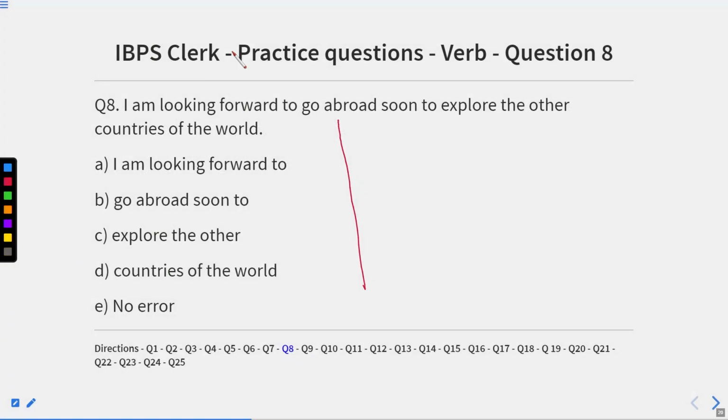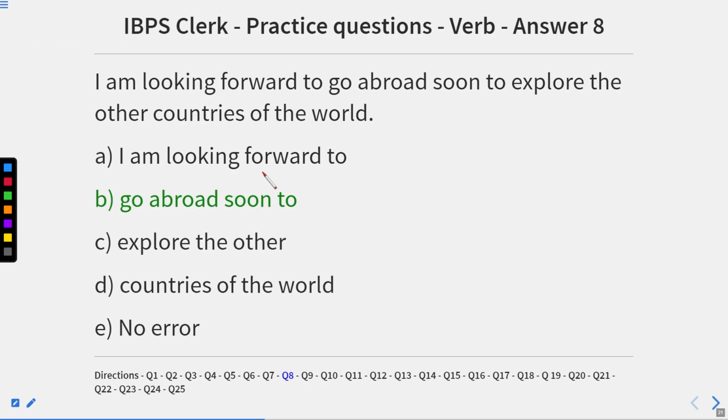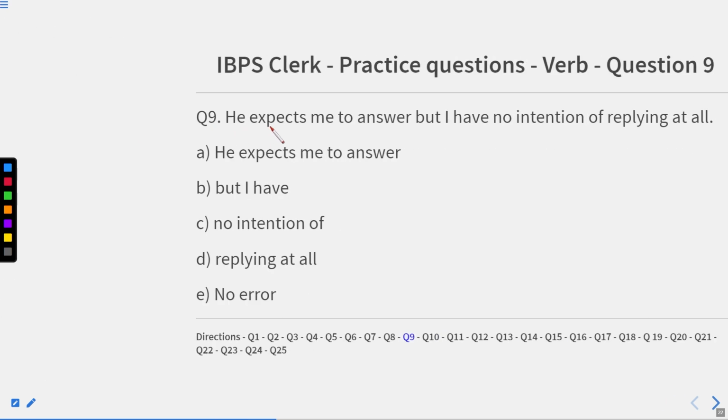Just remember these things: after looking forward to, we should only use verb with ing. So this go should be replaced with going. The error is in part P, where go should be replaced with going. So the correct sentence will be, I'm looking forward to going abroad soon to explore the other countries of the world. Now let us move to the next one.